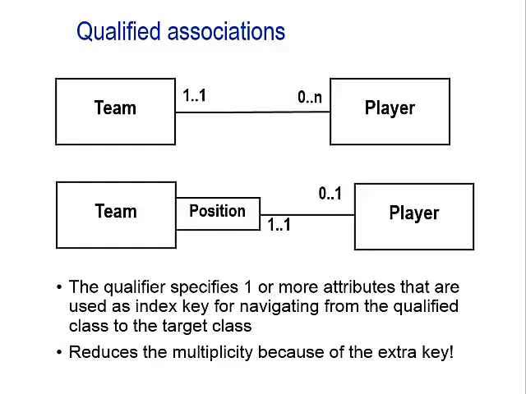So the qualifier specifies one or more attributes, in this case one attribute, position, which are used as an index key for navigating from the qualified class to the target class. So position is here used as an index key to navigate from the qualified class, which is team, to the target class, which is player. Thanks to the index key, thanks to the qualifier, the multiplicity is reduced in this particular case.